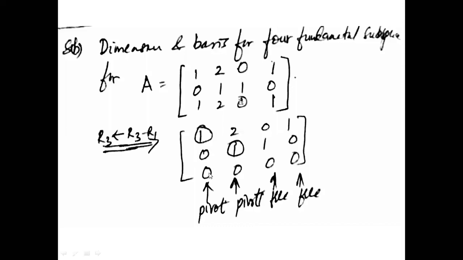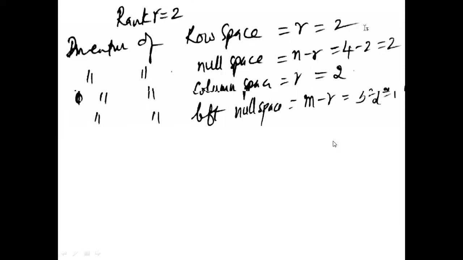Okay. And we can identify that these two are pivots, whereas these two columns are free columns. So the rank of the matrix is 2. The dimension of the row space is nothing but the rank of the matrix, which is 2 again. The dimension of the null space is n minus r.